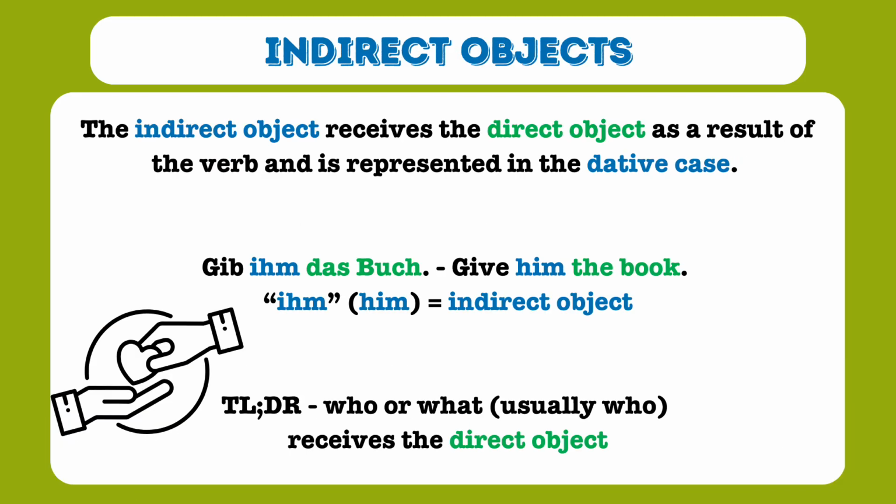An indirect object receives the direct object as a result of the verb and is represented in the dative case. Gib ihm das Buch. Give him the book. Ihm is the indirect object, or him in the English sentence. If you're looking for a short version of this, it's basically who or what, usually it's a who, that is receiving the direct object of the sentence. So in this case, the book is the direct object, him is the one that's receiving that direct object.